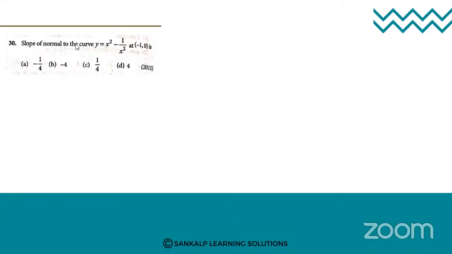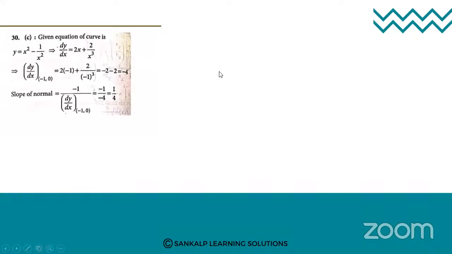Okay. So after taking the derivative, we need to substitute minus 1 comma 0. I hope you have solved it. You can go through the solution here. One of you answered C. We will check it. One minute. Yes, option C is the right answer.